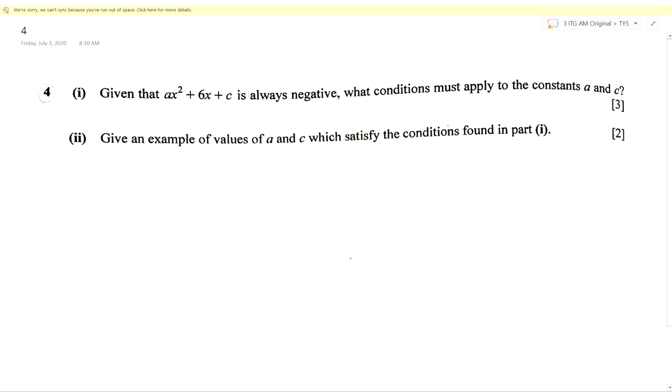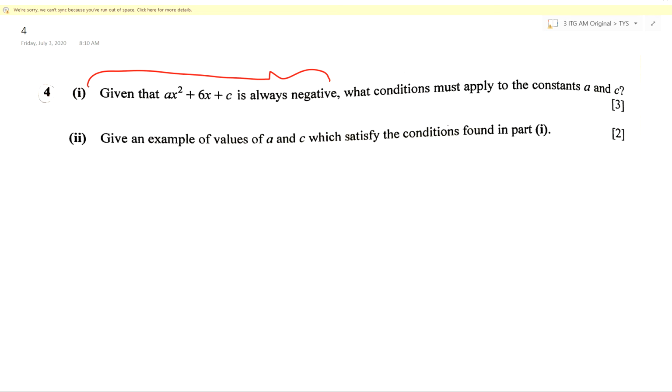Next. Okay, this is always a question that I love. For part 1, ax squared plus 6x plus c is always negative. We really need to unpack this. What does this mean? It is always negative. What kind of expression is this? Ax squared plus 6x plus c.